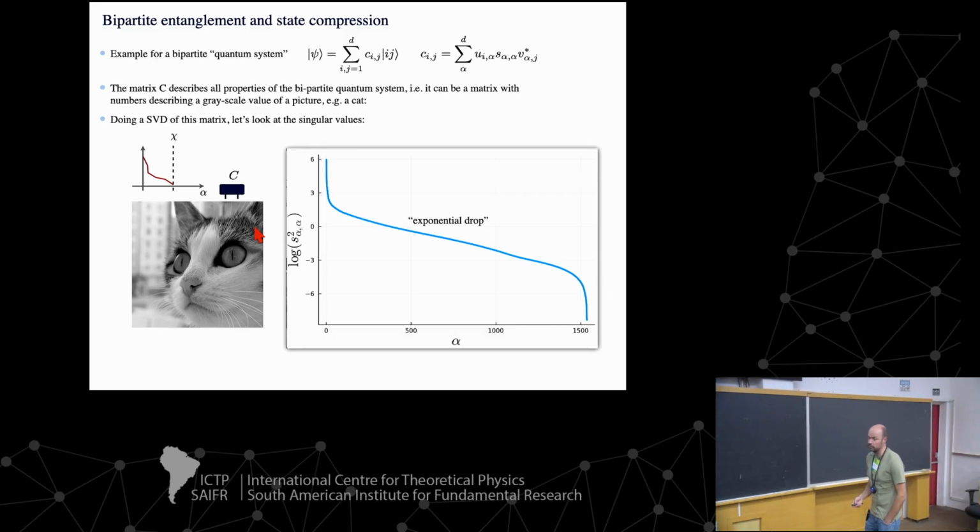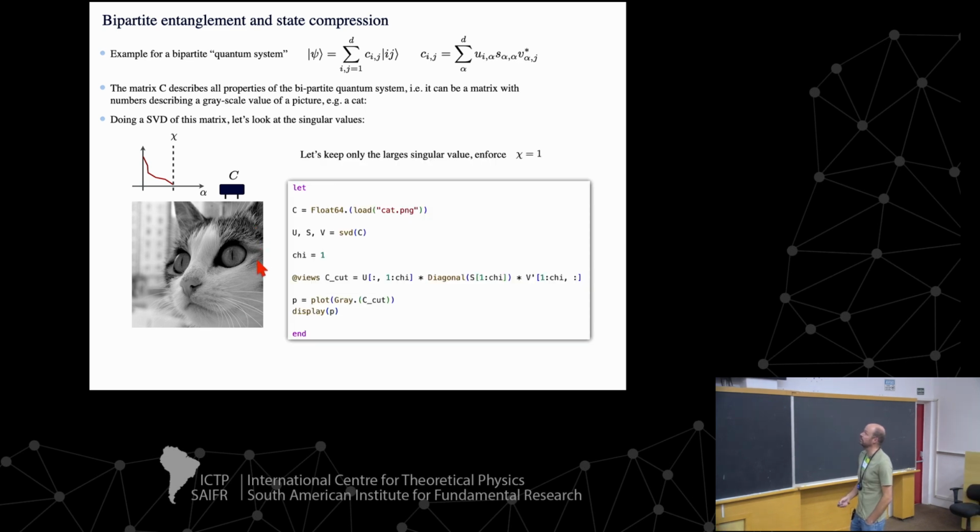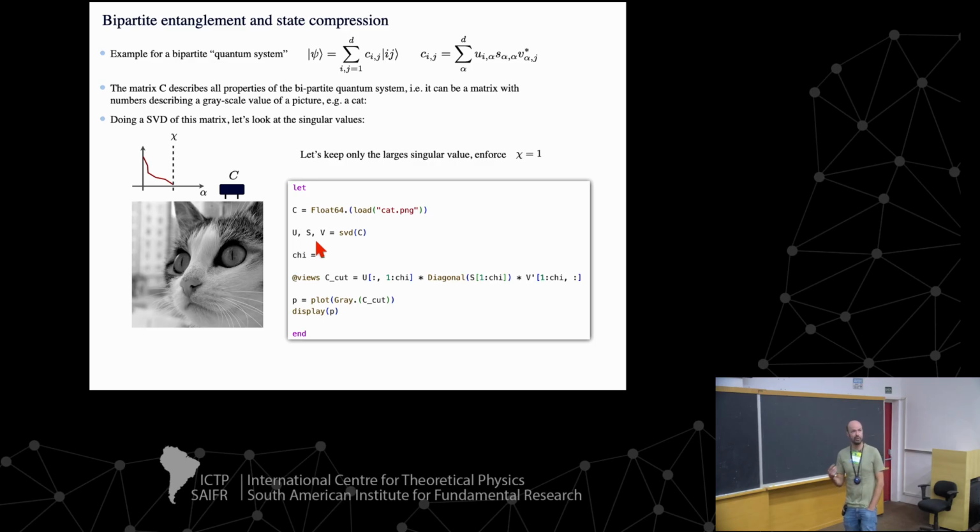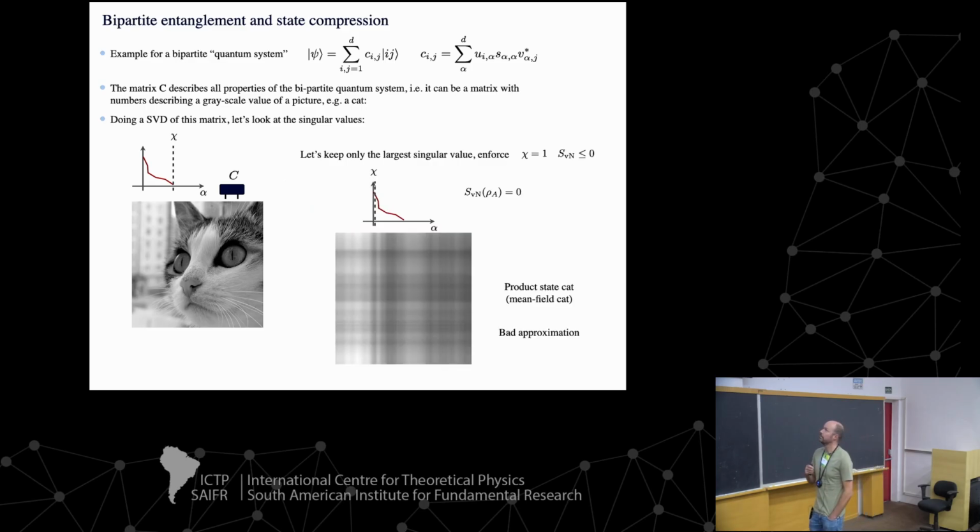Okay, so now one can do the following thing. I can now say, okay, let's just see what happens if I cut away singular values. So I introduce this cut of chi, and then I only rebuild my matrix C from only the first chi columns of U, the first chi rows of V, and only the first chi singular values. The first thing I can do is set chi to 1, right? So I make the product state mean field assumption. And then what I see is I get something like this back, right?